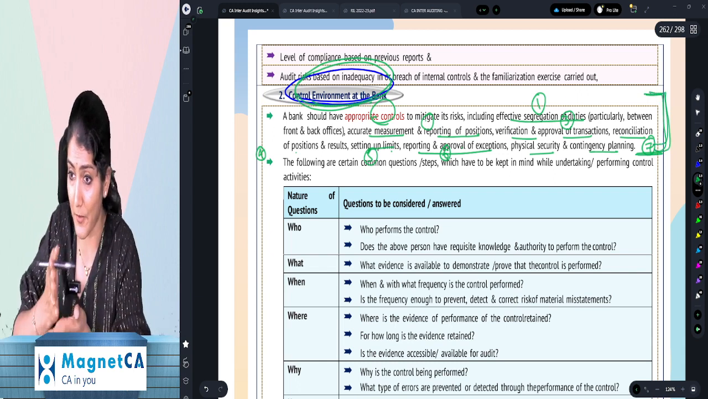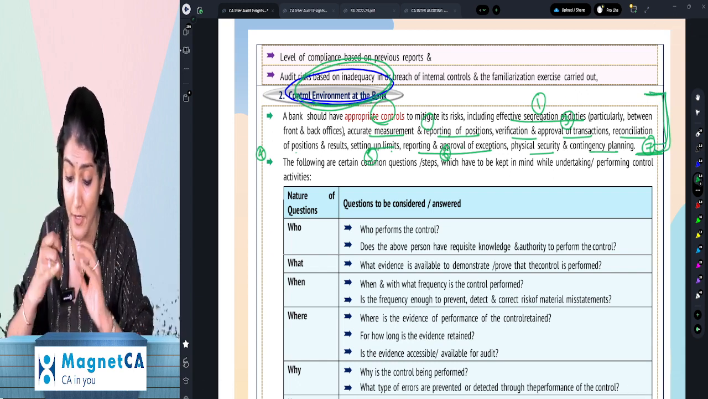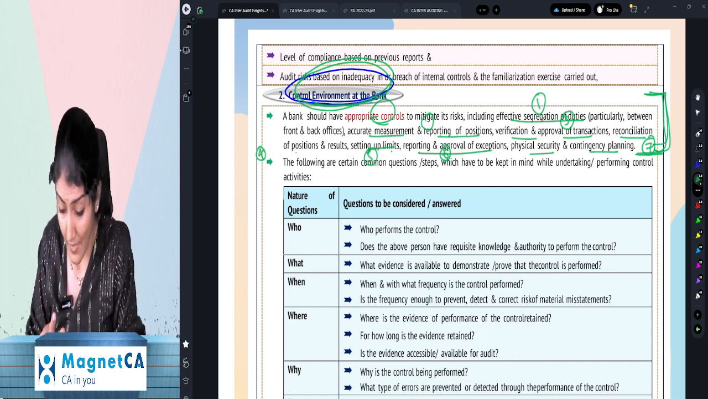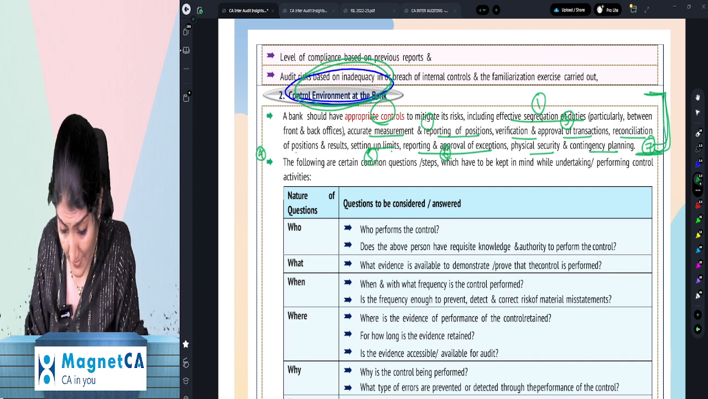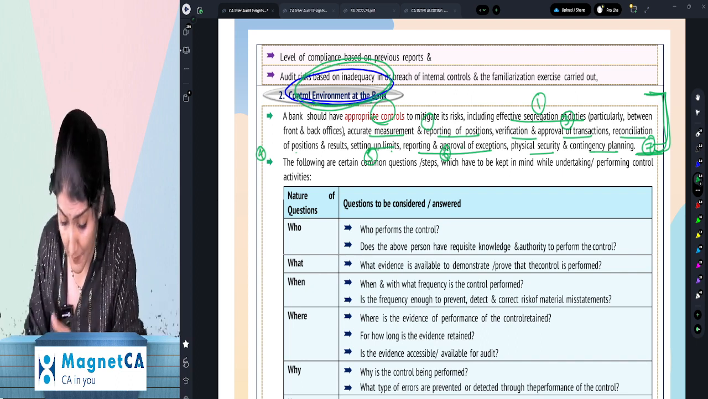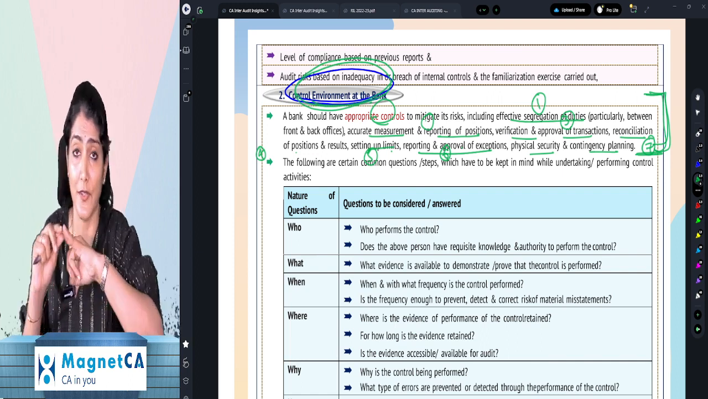There should be proper division of work, and no single person should handle a transaction from the beginning to the end. Then there should be accurate measurement and reporting of position. Then verification and approval of transaction. Reconciliation of position and result. Then setting up of the limits. Reporting and approval of exception. Physical security and contingency planning.